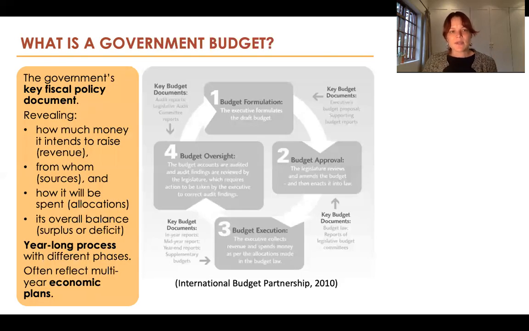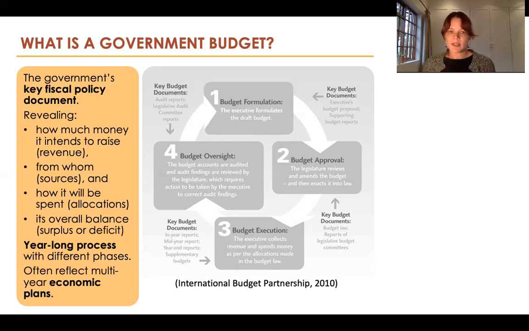The government's key fiscal policy document is its annual budget. The budget sets out how much money it intends to raise, its revenue, in other words, from what sources, how the money will be allocated to different line ministries, for example, and the overall balance. In other words, the difference between revenue and spending, which can be a surplus when they're spending less than they're raising, or a deficit when it's the opposite situation.